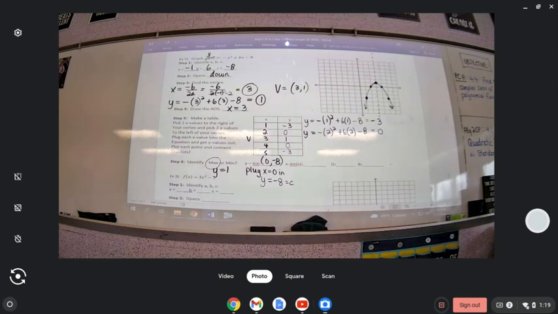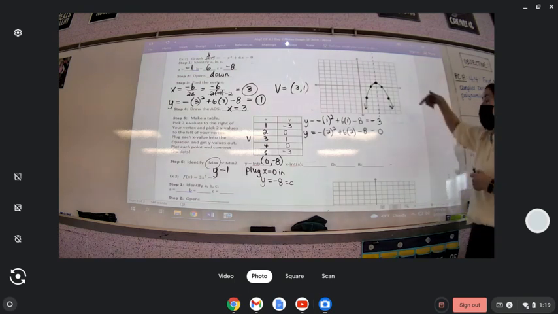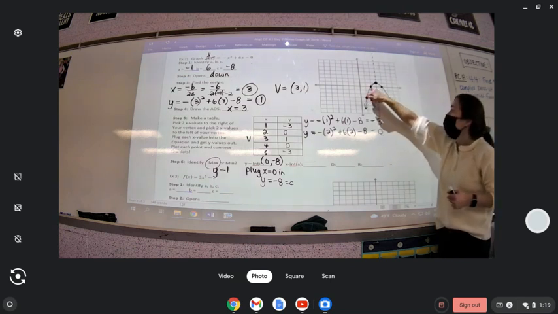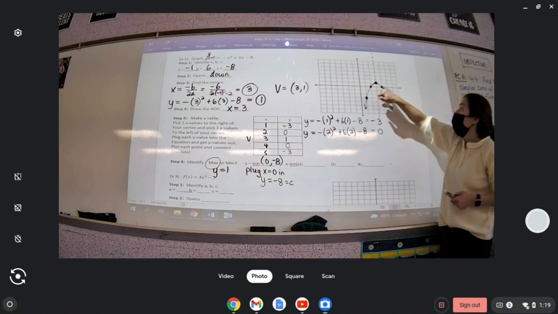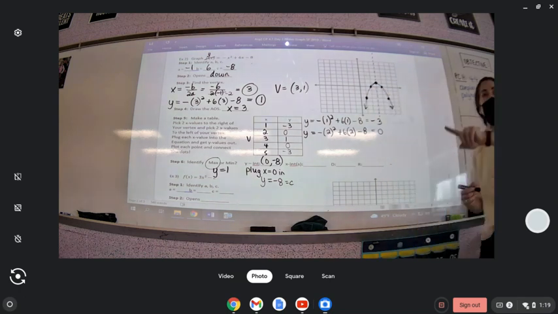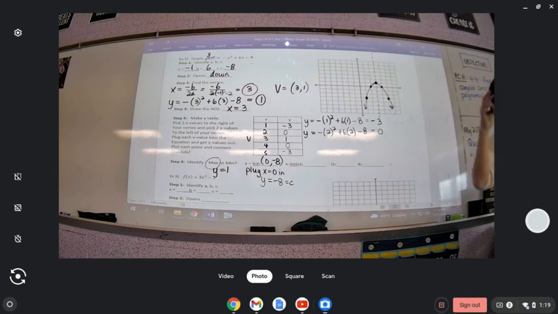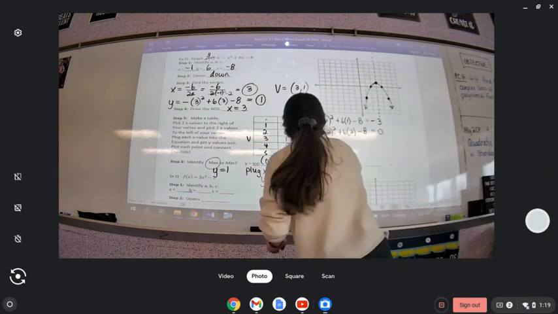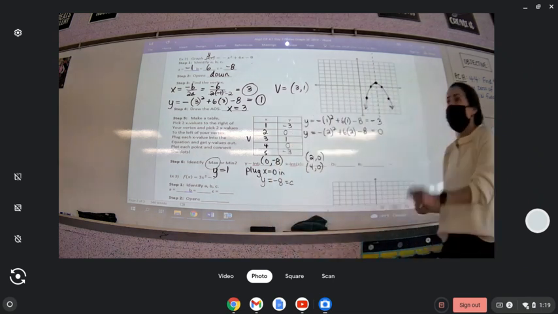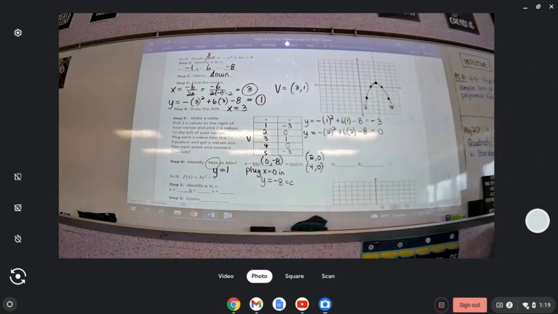All right, now I want your x-intercepts. Guys, this one actually has how many x-intercepts? 2. What is this ordered pair? (2, 0) and (4, 0). Those are the 2 numbers that will make y equal 0, when x is 2 and when x is 4. They are the zeros. They are the roots of the equation when you set it equal to 0.